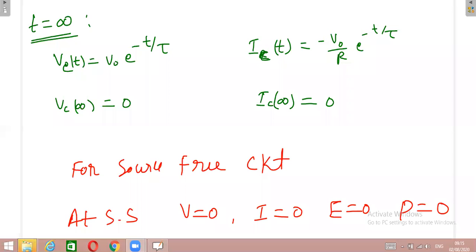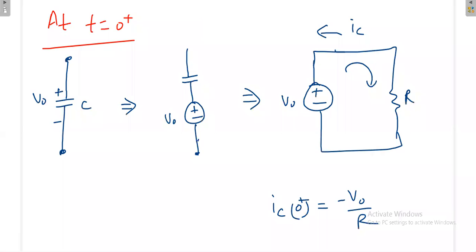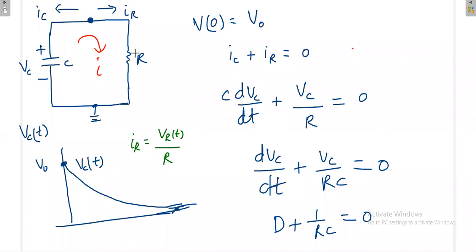Okay, so the next topic is the expression for energy decay. For the same source-free circuit, finally we have found out how the voltage is decaying and how the current is decaying. Then finally, how the energy is getting decayed.